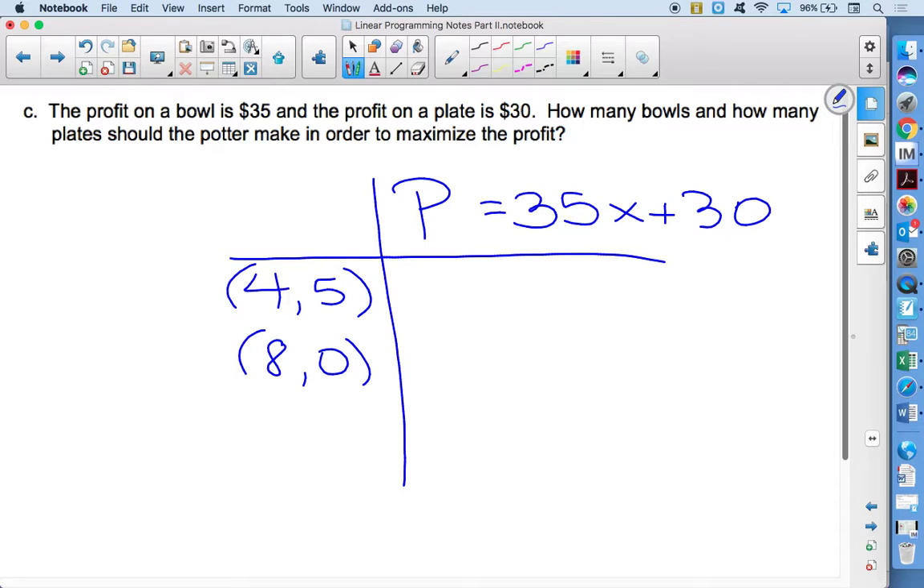4, 0 isn't going to be a candidate. This 4 is less than 8, and the 0 is less than 5. And remember, you're just plugging x and y into the equation. Yeah, it's definitely going to be 4, 5.